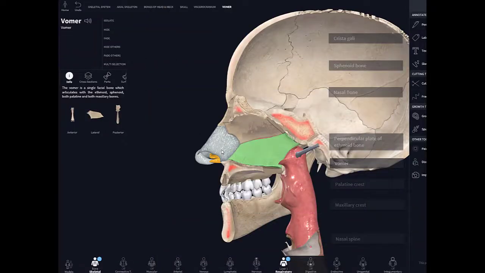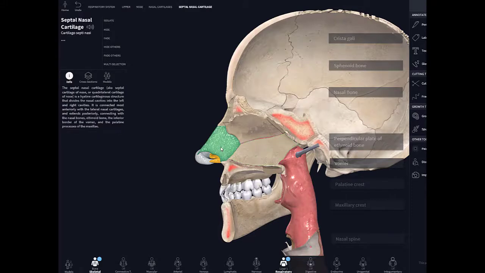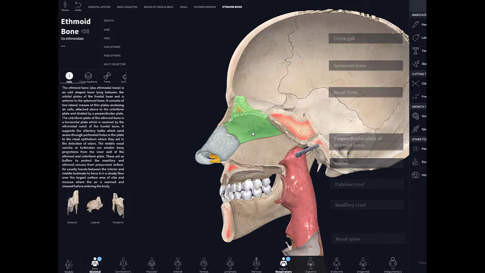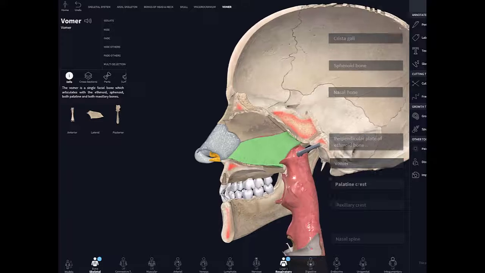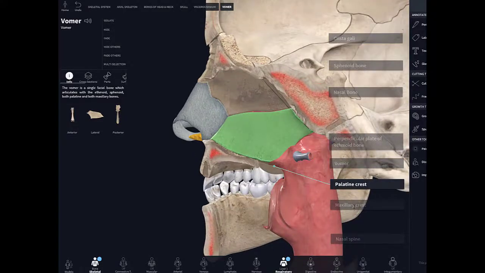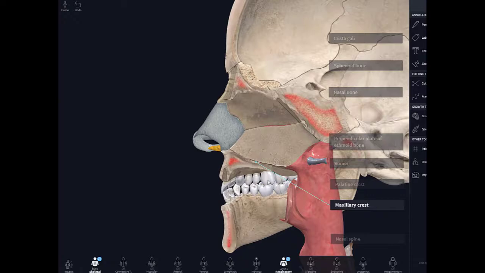The medial wall of the nasal cavity, so the one that divides the left and right nasal cavities technically, is going to be formed by the nasal septum. The main components of this are going to be your nasal septal cartilage, also the perpendicular plate of the ethmoid bone, and the vomer. In addition to that, you also have the nasal crests of the palatine bone and the nasal crest of the maxillary bone indicated here.